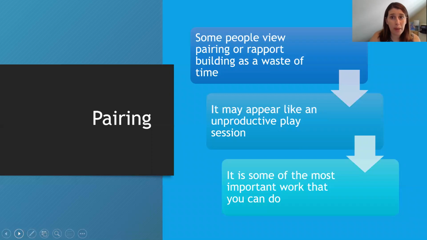Some people view pairing or rapport building as a waste of time because to an untrained eye, it may appear like an unproductive play session. However, it is some of the most important work that you can do long-term to support your students' relationship with you and, in general, their skill acquisition abilities.